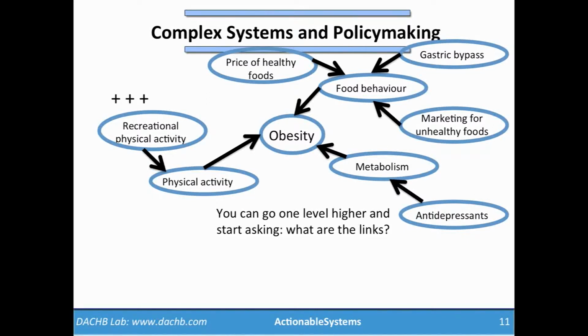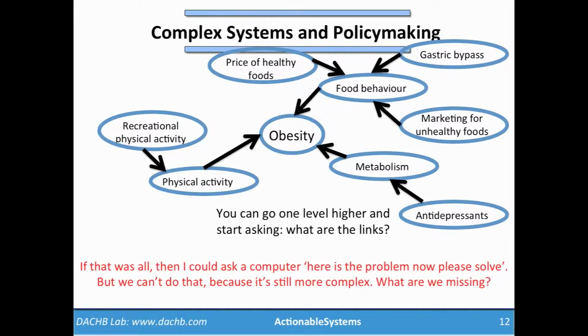If that simple view was reality, we could fix the problem easily. For example, we could just boost the recreational physical activity. Then physical activity goes up and obesity goes down. Problem solved. Take a few seconds and think about what our little map may be missing.